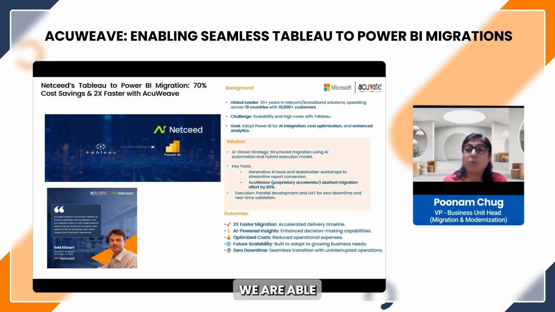So with AcuWeave, we are able to reduce the overall migration cost by almost 70% by using our tool. In addition to that, if you give a thought to the business ROI, from a licensing perspective, there's huge cost saving when you compare Tableau licenses with Power BI licenses. And that's what we are trying to leverage here as part of the business benefit of this kind of migration.